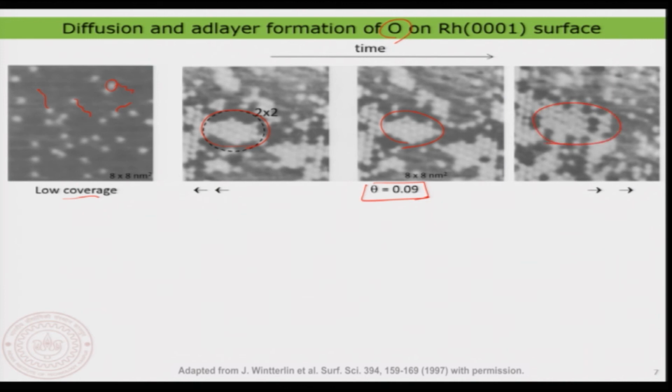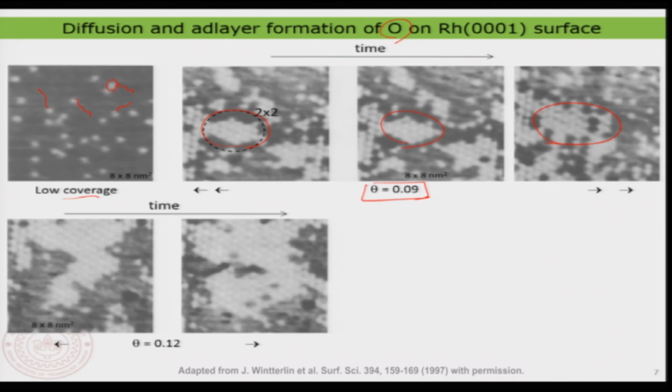So, what has happened? Of course, as expected, the oxygen atoms are basically diffusing around, and they are just coming together. Well, you can also do that at a slightly higher coverage. You also see that diffusion is again happening there. You can particularly focus on this region. You see that the islands are basically forming.